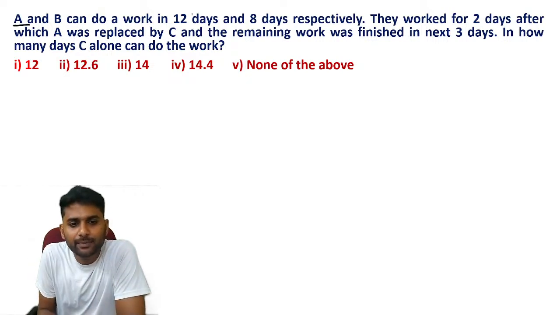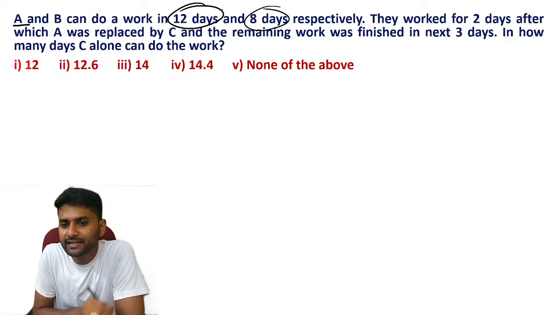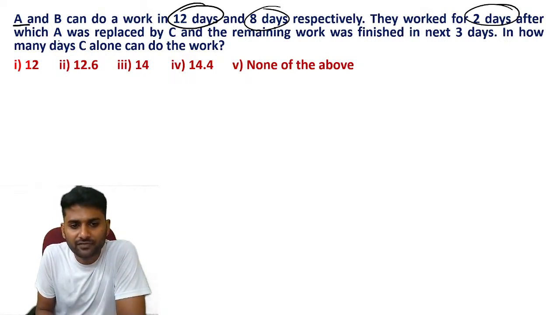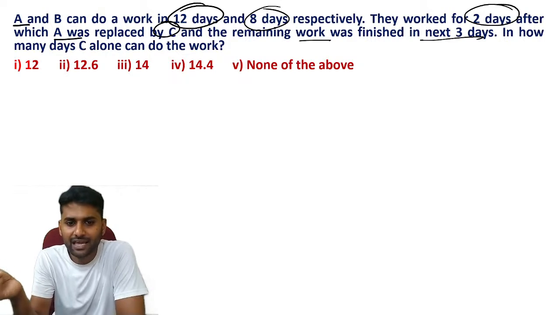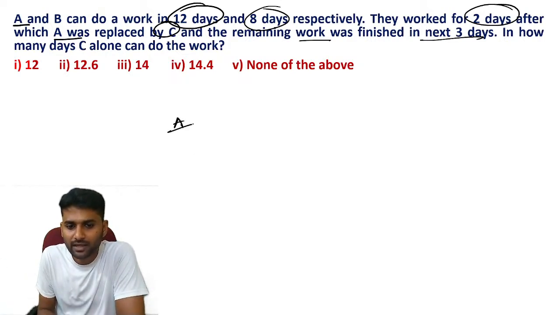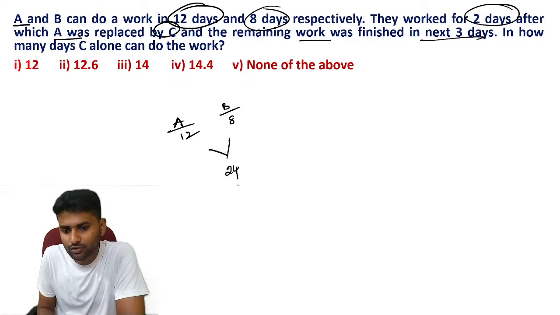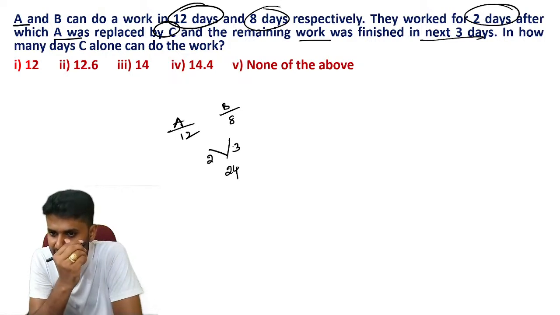Now see this question. A and B can complete the work in 12 days and 8 days respectively. They work for 2 days, after which A is replaced by C, and the remaining work will be finished in the next 3 days. In how many days can C alone do that work? A takes 12 days, B takes 8 days. The total work is 24 units, A's efficiency is 2 units, B's efficiency is 3 units.